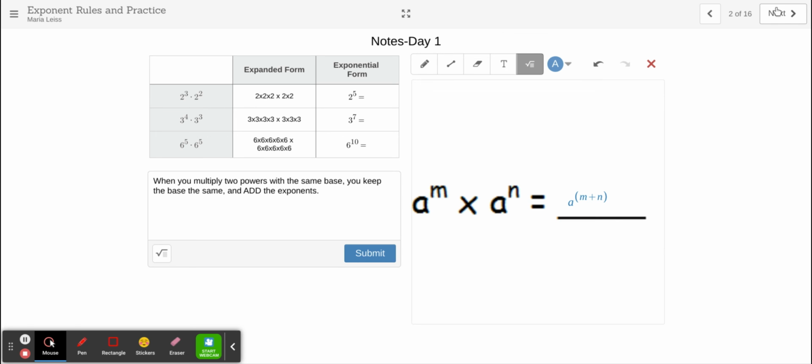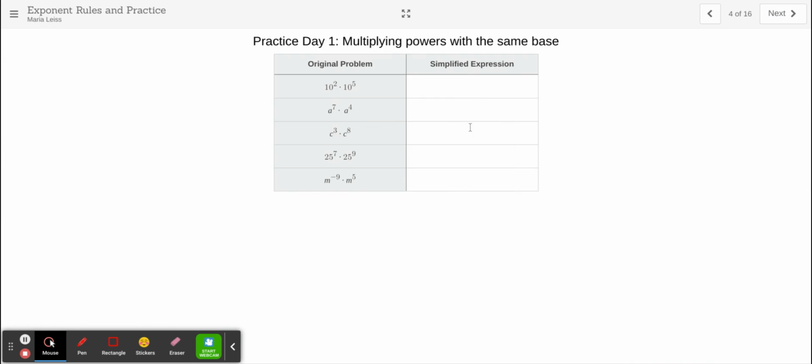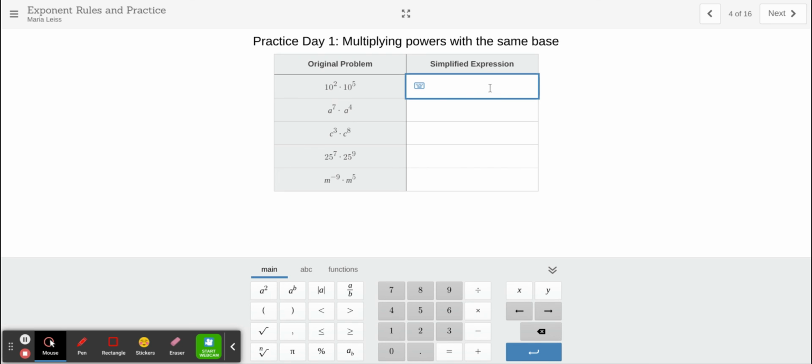That's all you're doing on the notes slide. The next thing you need to do is come over to slide 4 and follow that rule here. So the original problem is 10 squared times 10 to the 5th. My base will be 10. 2 plus 5 is 7. That's it. So that's what you'll do for all of these. When you're finished with this slide, take a picture, turn it in, and then go on to division.